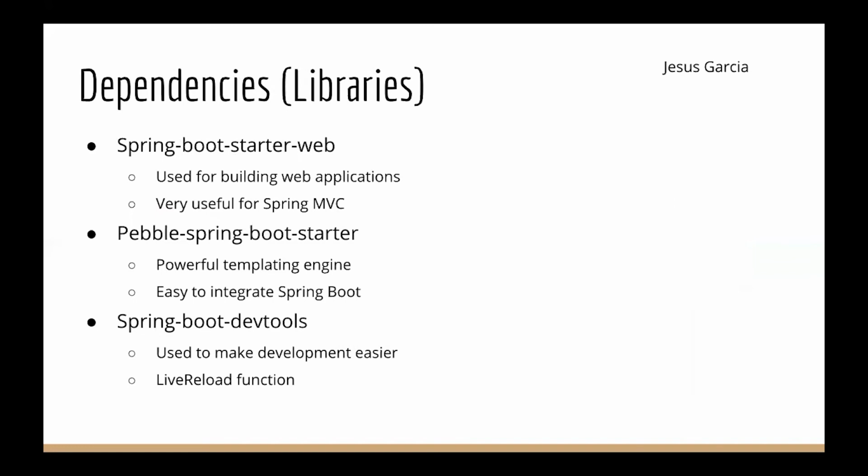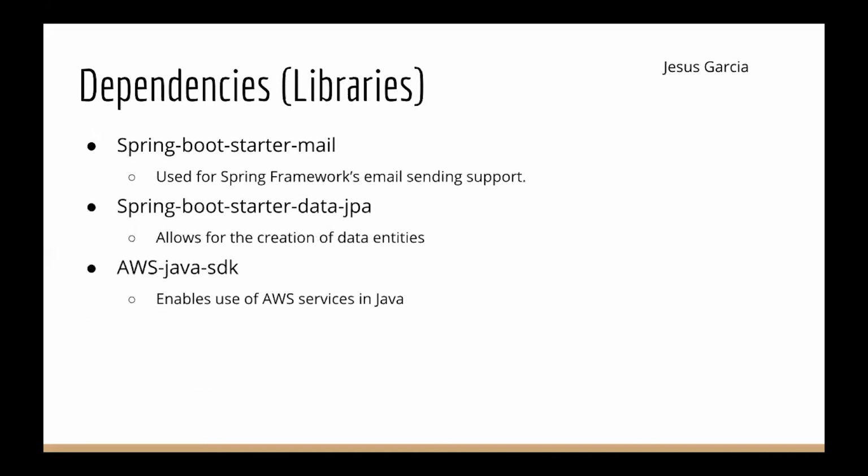We used various dependencies and libraries for our project, and the first one is the Spring Boot Starter Web. It's used for building web applications, and it became very useful for Spring MVC, as our project uses multiple models and controllers. We also use the Pebble Spring Boot Starter, which is a powerful templating engine that enforces the Pebble template, and it's easy to integrate in Spring Boot. The Spring Boot DevTools make development easier, and it has the live reload function. We also use the Spring Boot Starter Mail, which is used for the Spring Boot framework's email sending support, so we're able to email the document.